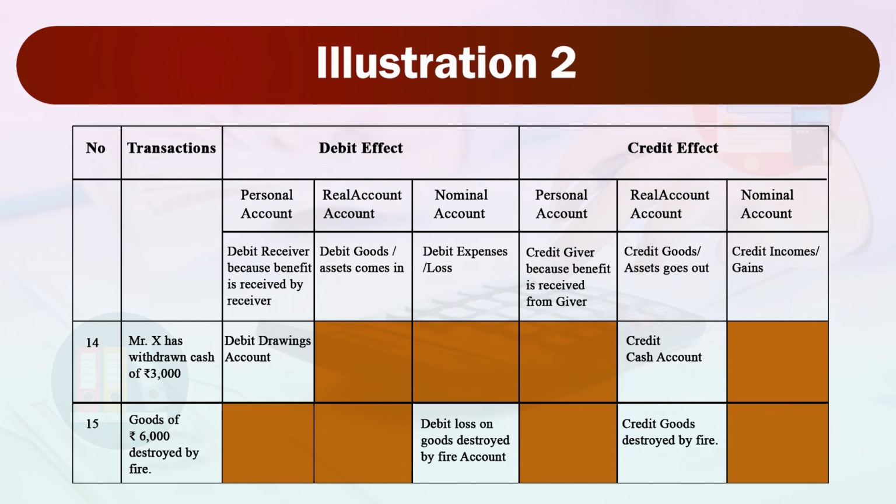Next is goods of rupees 6,000 destroyed by fire. Here we are incurring loss because of goods destroyed by the fire account. So, any loss or expenses are debited as per the rule of nominal account. So, we will debit loss on goods destroyed by fire account, and goods goes out of the business. So, we will credit goods destroyed by the fire account.